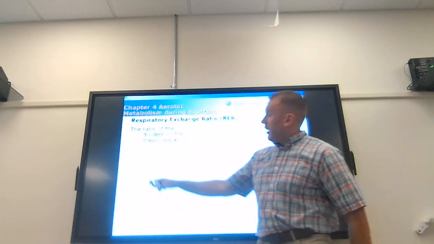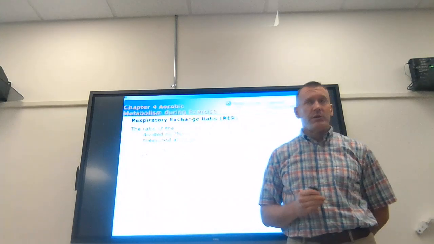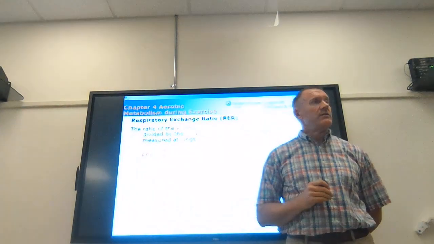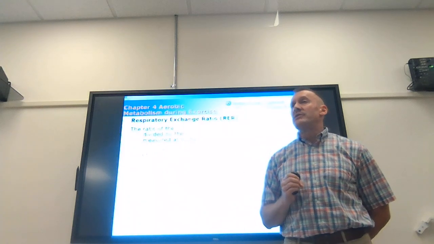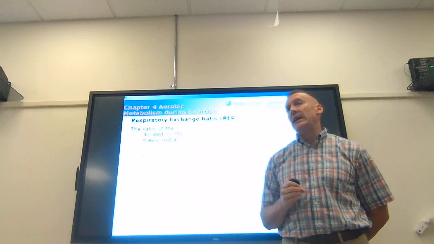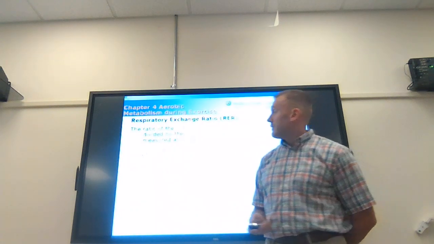So the RER equals the volume of carbon dioxide produced divided by the volume of oxygen consumed. Remember what the dot over the V represents? Per minute. So it's a rate, and we like to use that per-minute value in exercise physiology.